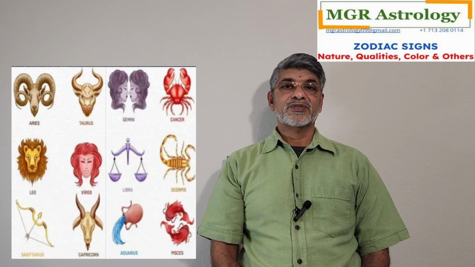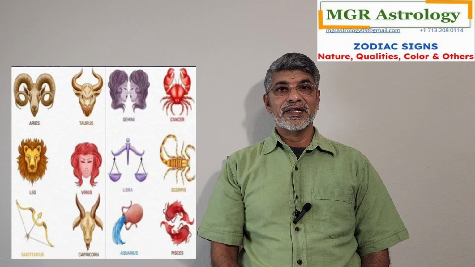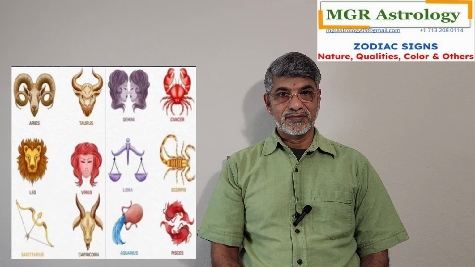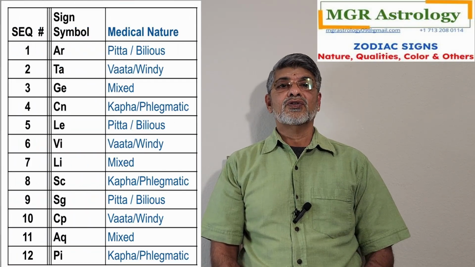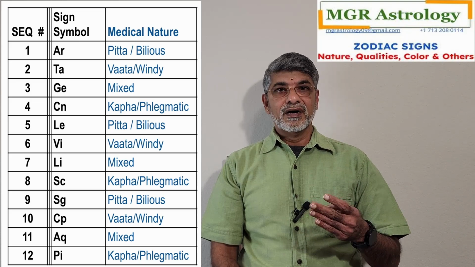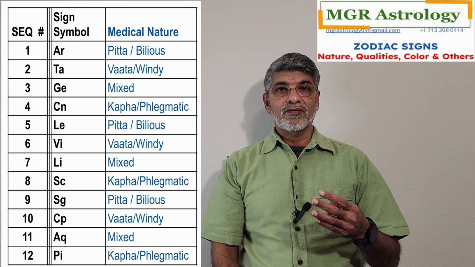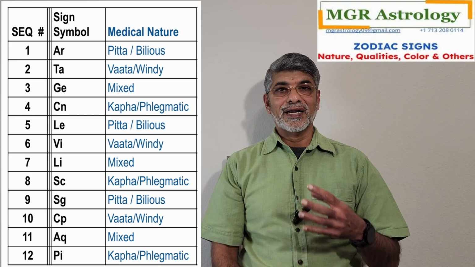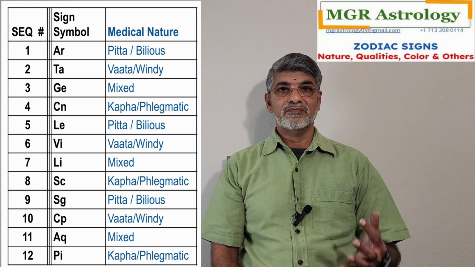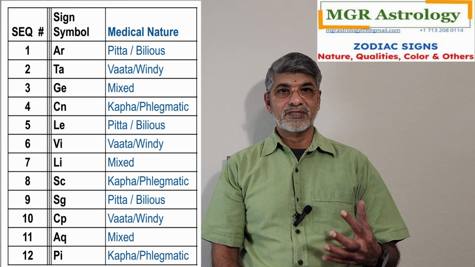Also, apart from these three, there is another one, a mixed type, also allocated to three rasis. So Pitta, Vata, Kapha, and mixed, all four qualities are allocated to three rasis each, making a total of 12 rasis or signs.